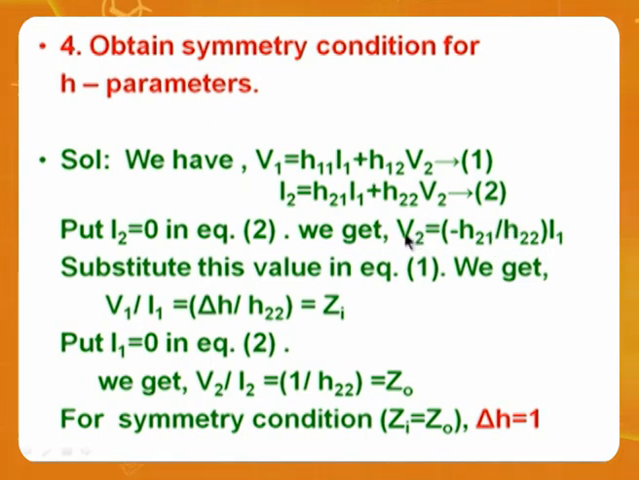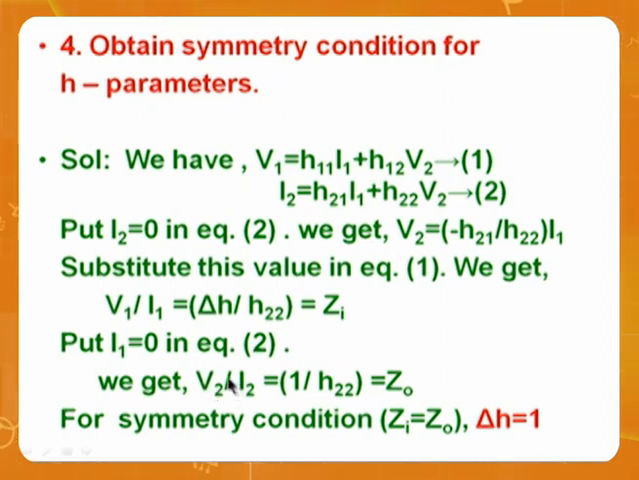We just need to calculate a relation there. Take this relation for V2 and substitute in the first equation, V1 equals H11 I1 plus H12 V2. Substituting, V1 equals H11 I1 plus H12 with this value. That becomes V1 by I1 equal to delta H by H22, which is your Zi or Z11. We will not call it Z11 because we may confuse it with a Z parameter. That's why Zi.